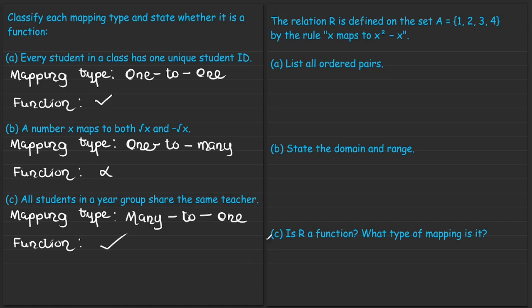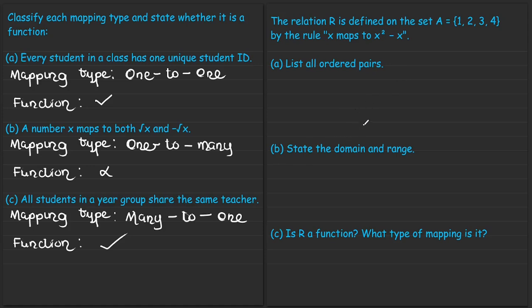So for our last question we have here, it says the relation R is defined on the set A equals 1, 2, 3, 4. That is the set of A. By the rule x maps to x squared minus x. So the rule is simply what? We can rewrite it as f of x maps to what? X squared minus x. This is the rule. Okay. So with that, we have to state or list all the ordered pairs.